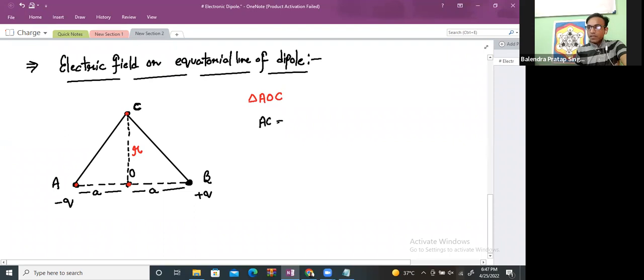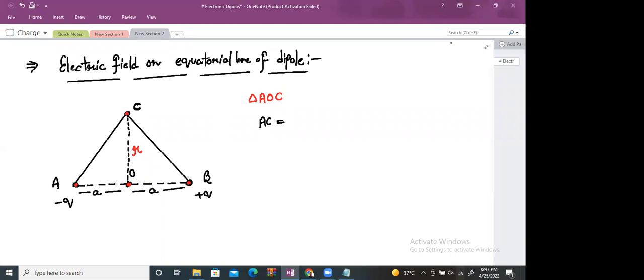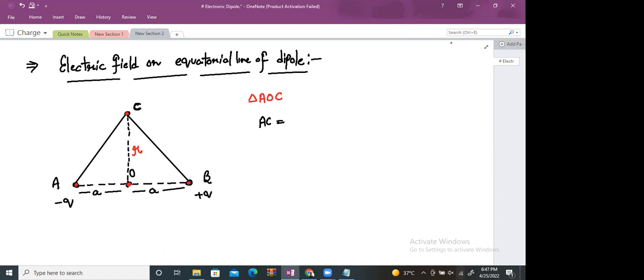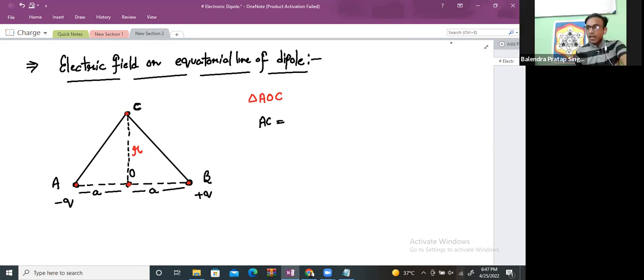What is the value of this AC? Means this triangle. Let me ask one thing: is it clear to all of you what the equatorial line is? Hishima, is it clear what the equatorial line is? Yes, sir. Can you define it? It is the line passing through the center, the origin. And one more thing, it passes perpendicularly. This is your 90 degree.